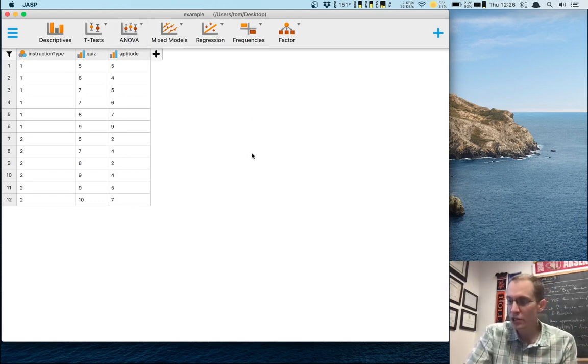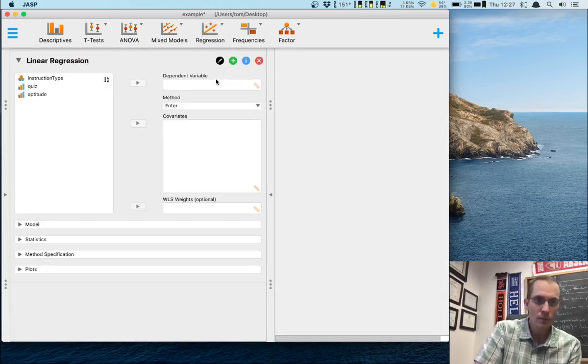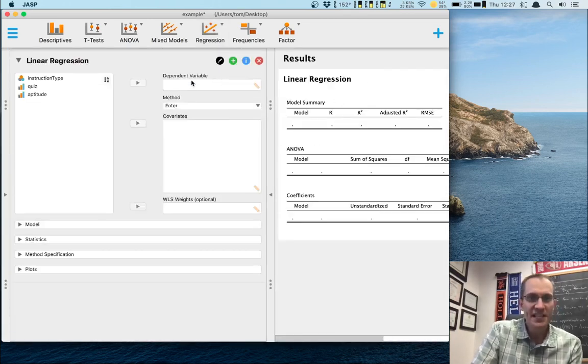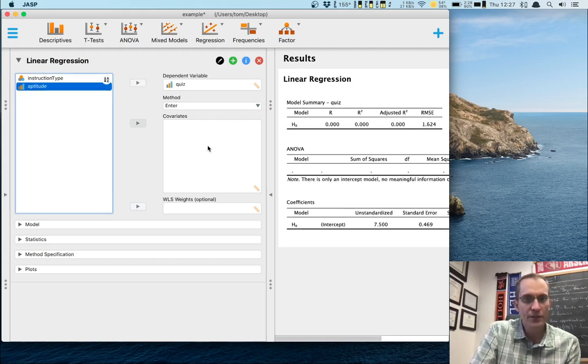So the step that we're going to do is perform a linear regression on these quiz scores with the instruction type and the covariate as predictors, or as covariates. The way we do that is this. We go to regression, and under classical we do linear regression. Now we're going to stick the dependent variable in this box. The dependent variable is quiz. And there it is. And we're going to put the covariates in this box. So we'll put instruction type.